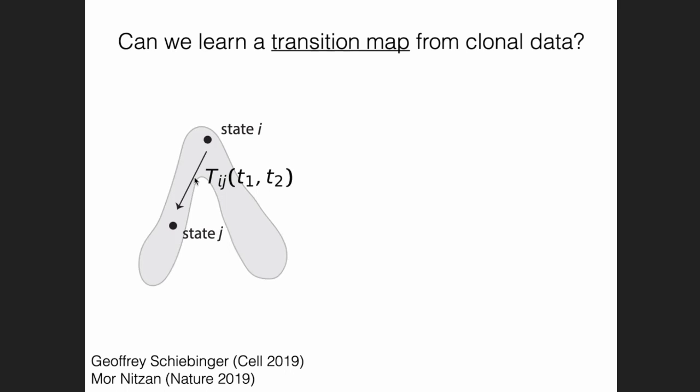And the transition map is simply the probability that a cell in a particular state I will transition to a cell in state J at a later time. We have to be very careful about what we mean by a transition here. We specifically mean the probability of observing a cell in state J later. I'm going to explain in a minute why this is very imperfect, but this is our starting point, and that's what I'm going to try to solve today, okay?